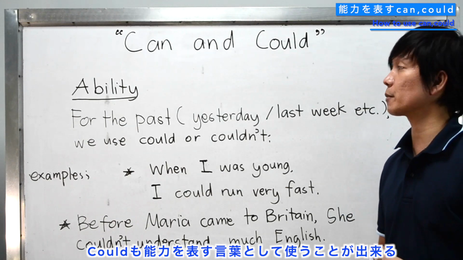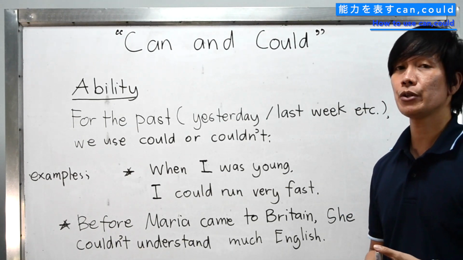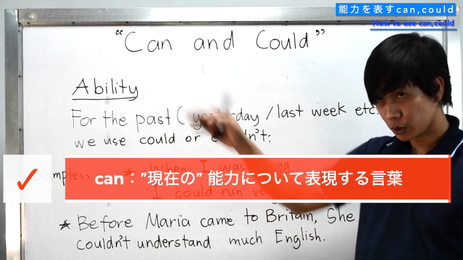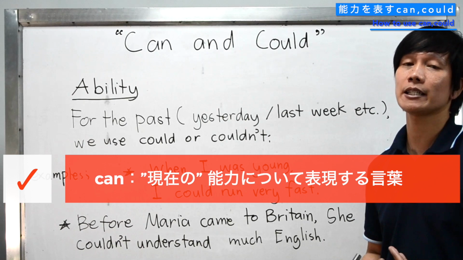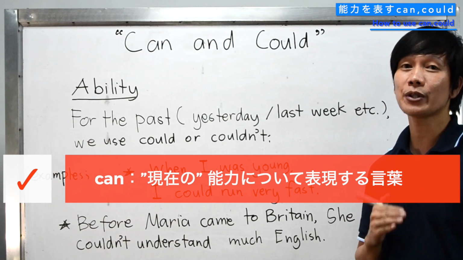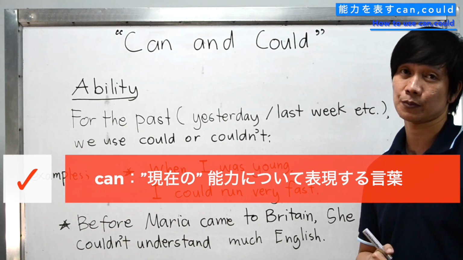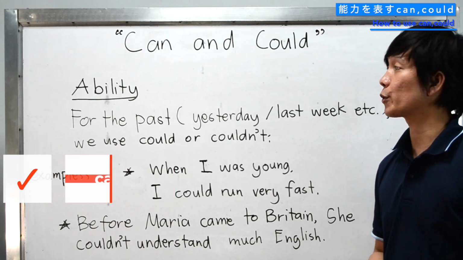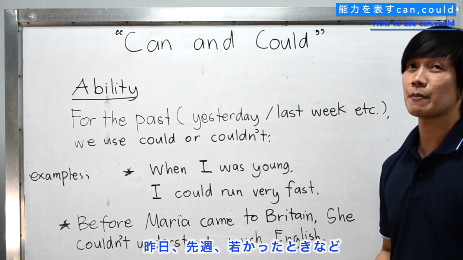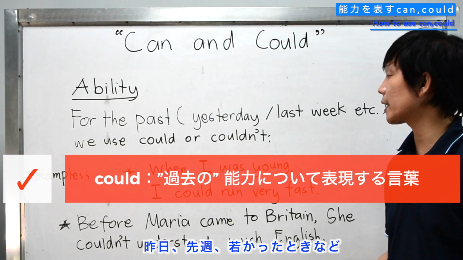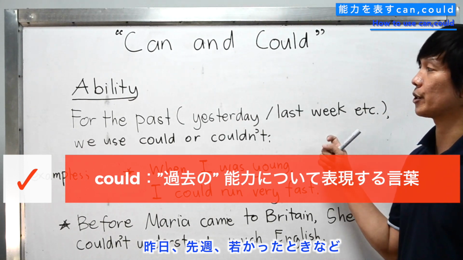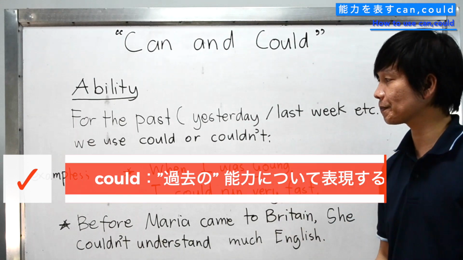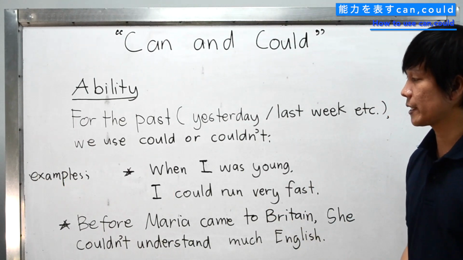Now, can we also use could to express ability? Yes, that's possible. Remember, we use can to express ability for the present. If you say, I can play the piano, it means you can play the piano now, at present. For the past, like something that you could do yesterday or last week or when you were younger, we have to use could or couldn't.